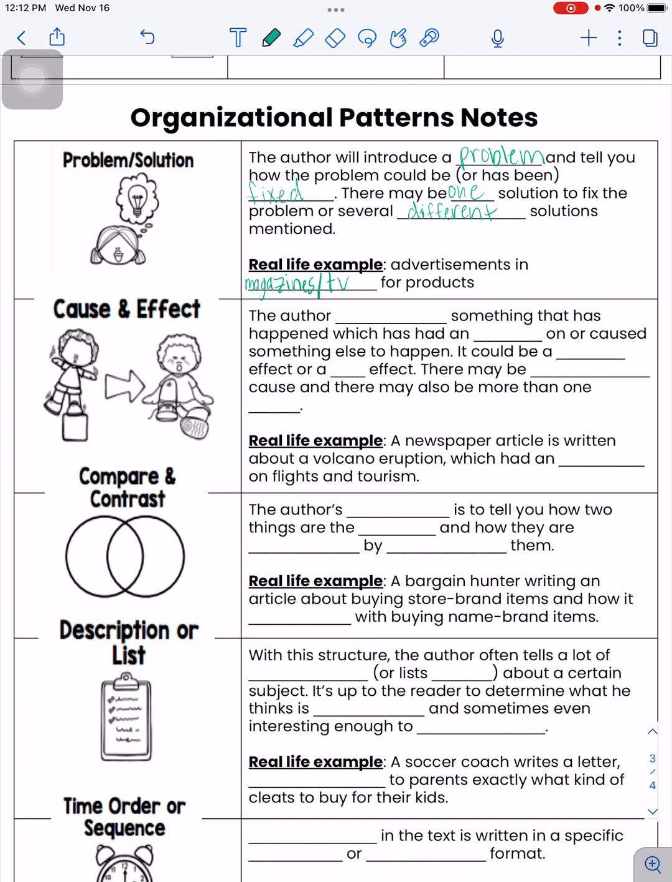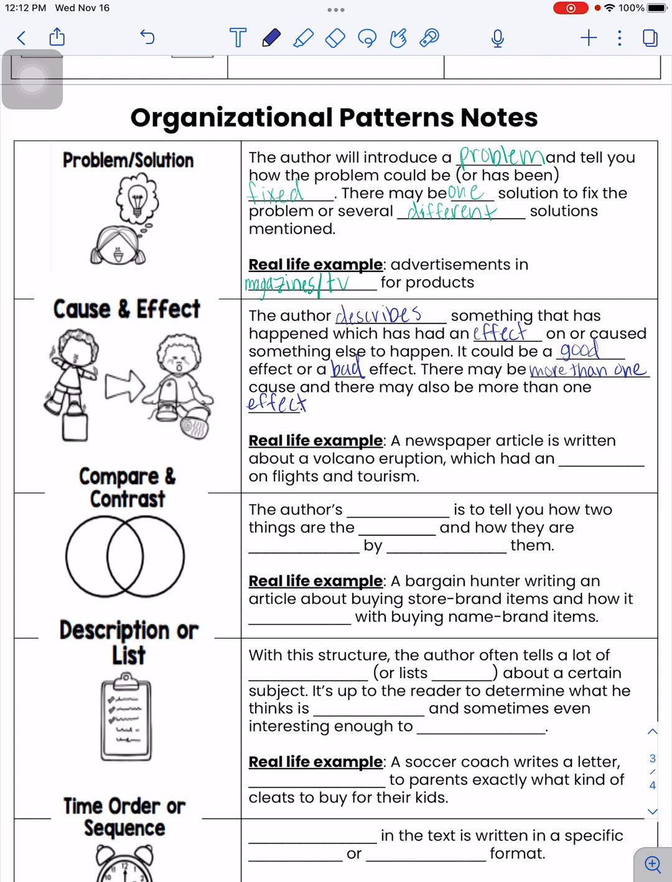So the next organizational pattern we have is called cause and effect. So with cause and effect, the author describes something that has happened, which has had an effect on or caused something else to happen. It could be a good effect or a bad effect. There may be more than one cause, and there may also be more than one effect.